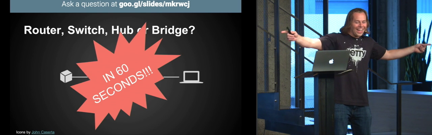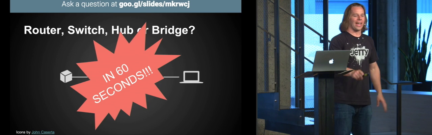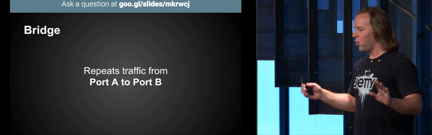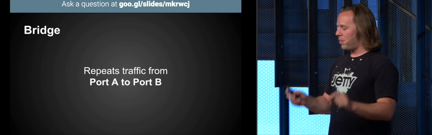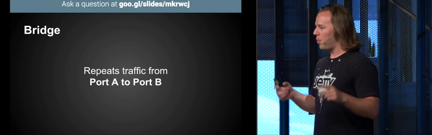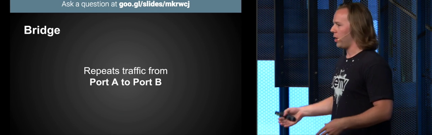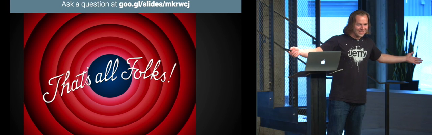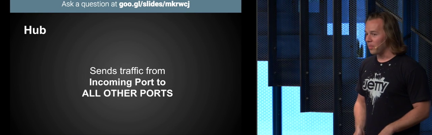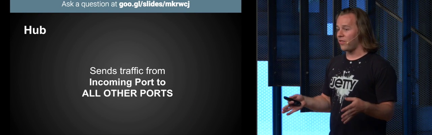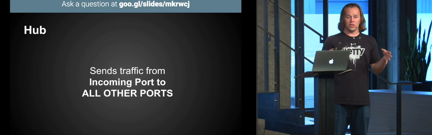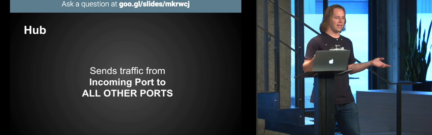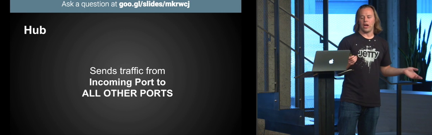60 seconds. Okay, I can actually do it this time, guys. Have faith in me. All right, so what's a bridge? A bridge repeats traffic from the port that the traffic is coming in on to the other port. It just passes it over. That's all, folks. What's a hub? A hub sends traffic from the incoming port to all of the other ports. It's really simple, really stupid, and broadcasts the data back out to everybody, and they know how to handle it.